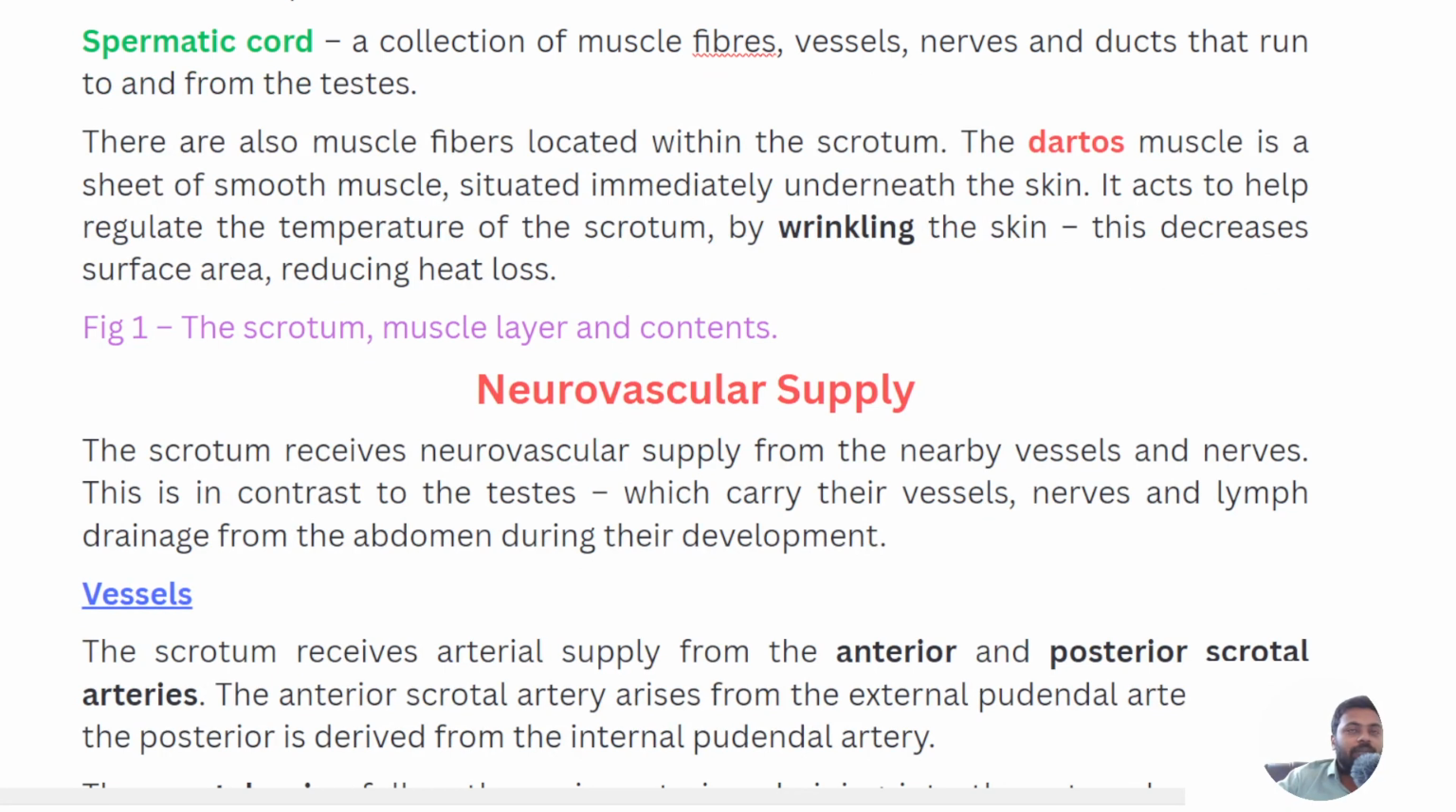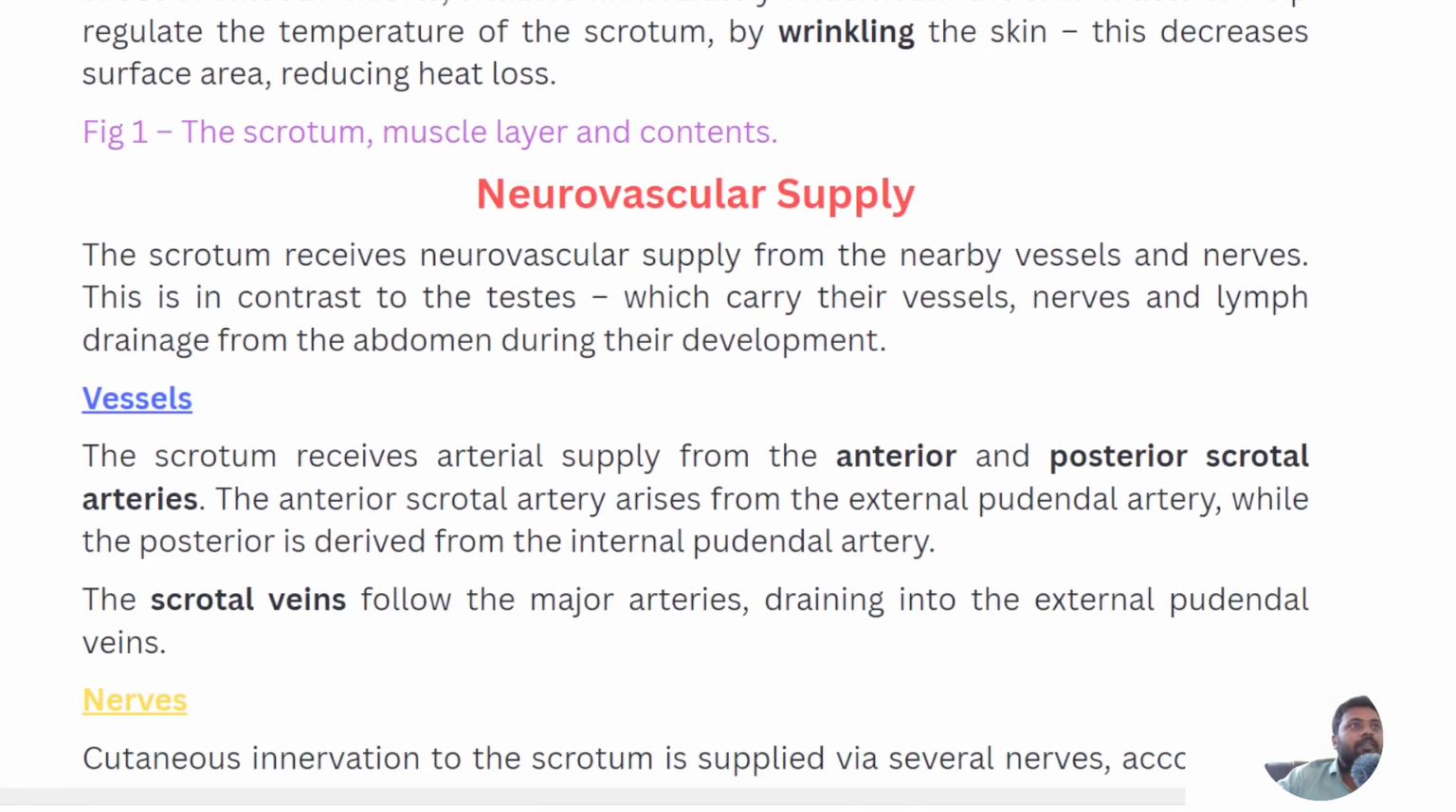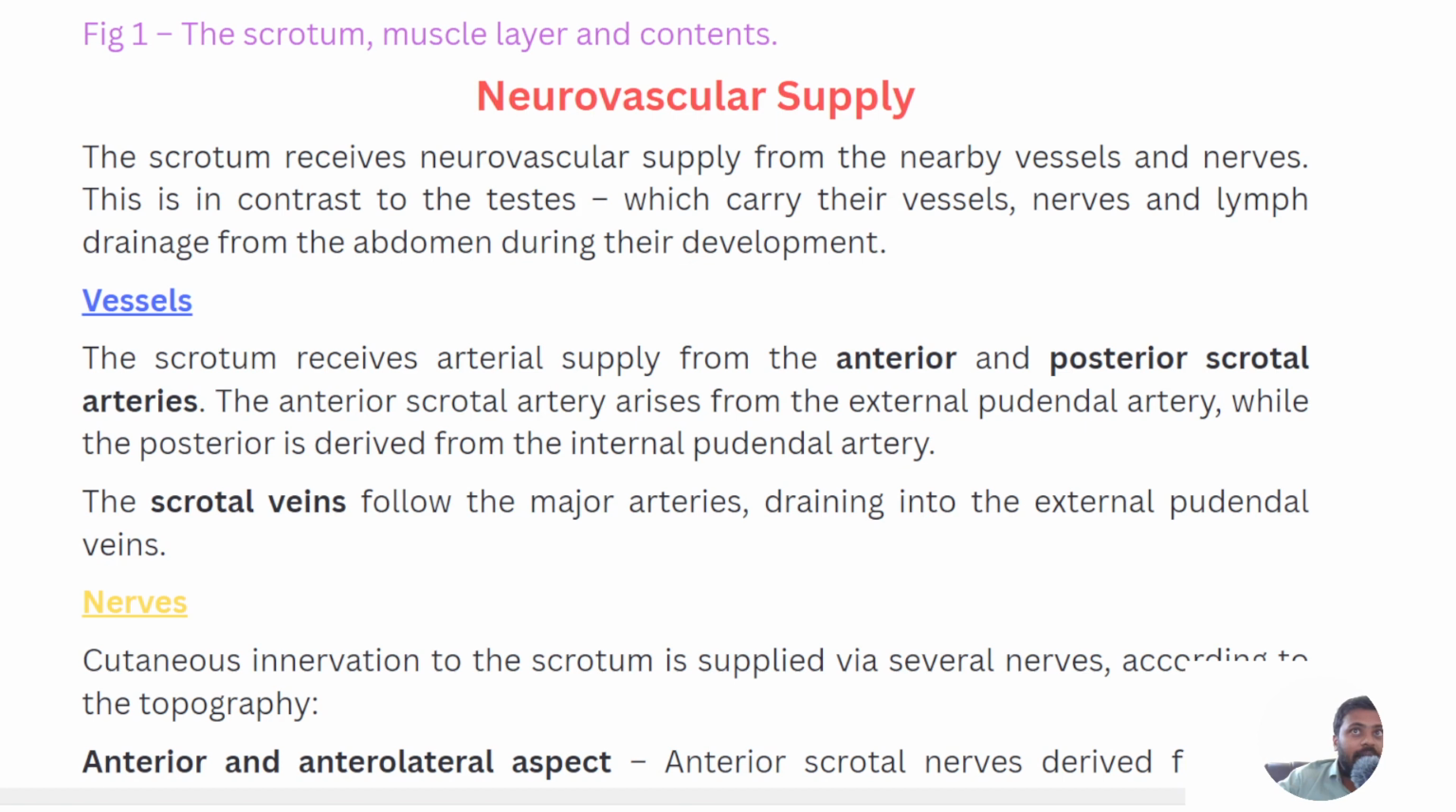Neurovascular supply. The scrotum receives neurovascular supply from the nearby vessels and nerves. The scrotum receives arterial supply from the anterior and posterior scrotal arteries. The anterior scrotal artery arises from the external pudendal artery, while the posterior is derived from the internal pudendal artery. The scrotal veins follow the major arteries, draining into the external pudendal veins.